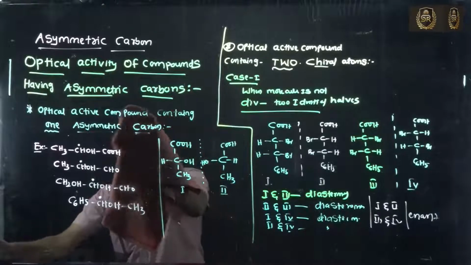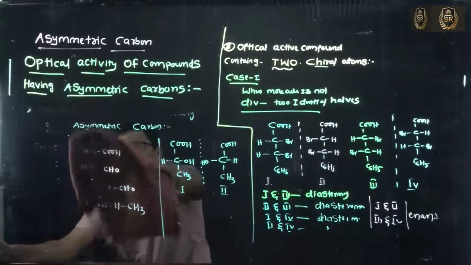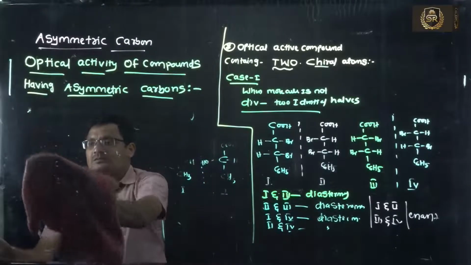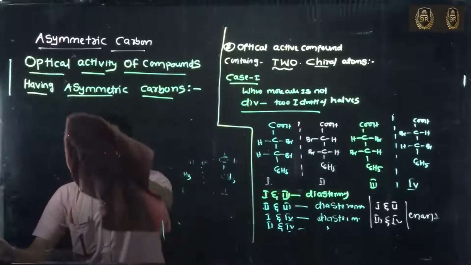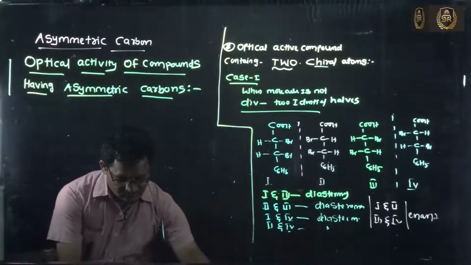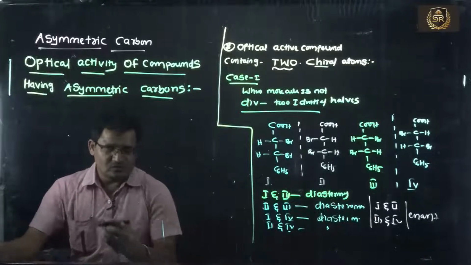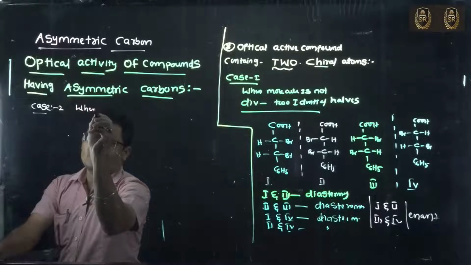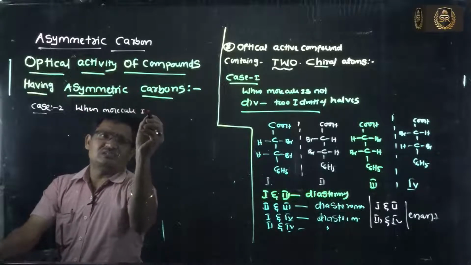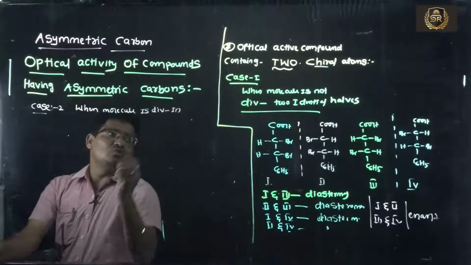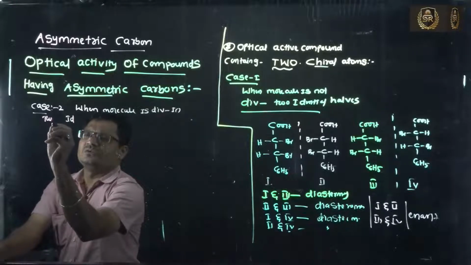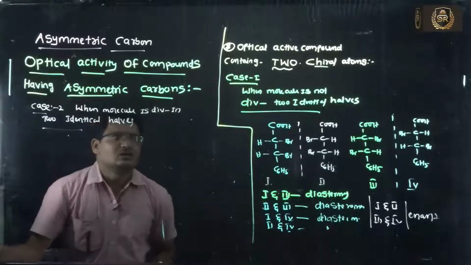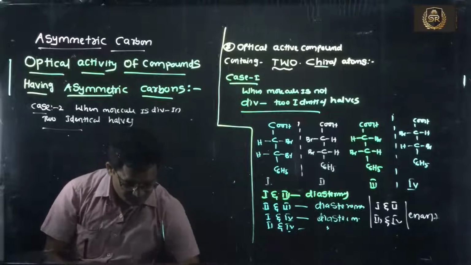What is case 2? Case 2 is when the molecule is divided into 2 identical halves. When the molecule is divisible into 2 identical halves, that is case 2. In case 1, it cannot be divided into identical halves. Now, what is the meaning of a molecule divided into identical halves?